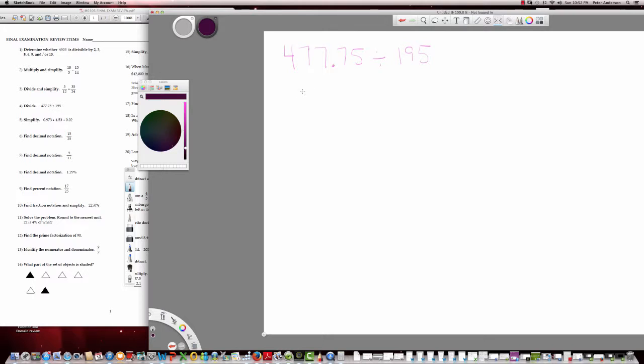So I want you to realize that when we write this division problem, we mean 477.75, there's a point there, divided by 195. Okay, so these two are identical. Now I can rewrite this as 47775 over 195. And because I moved this 2 decimal places over, I'm either going to multiply by 100 on the top or on the bottom.